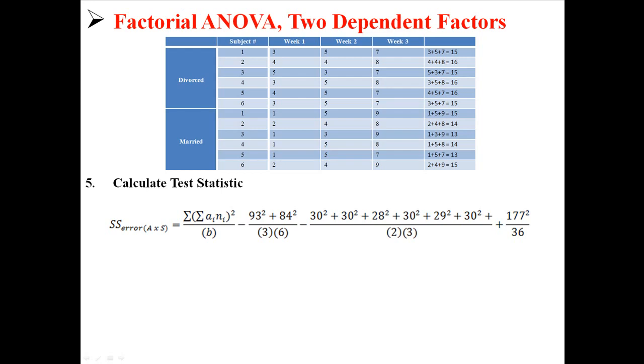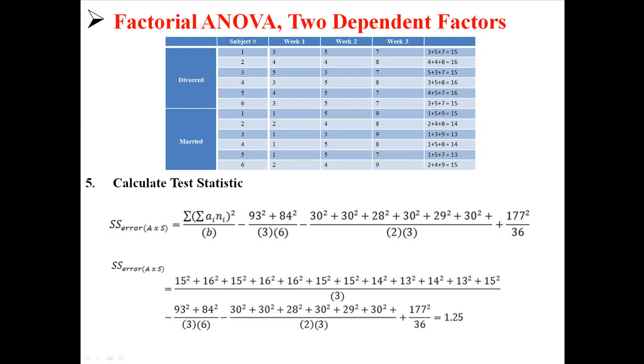So we're going to find each subject's sum at each level of A, which you can see I've done in the table. For example, subject 1 at A1, which is divorced, is just 3 plus 5 plus 7 is 15. And we go down and we find all of those sums. We find our 12 different sums. So on top of the fraction, we're going to take those 12 numbers, square all of them, add them together, and divide by B, which is 3.